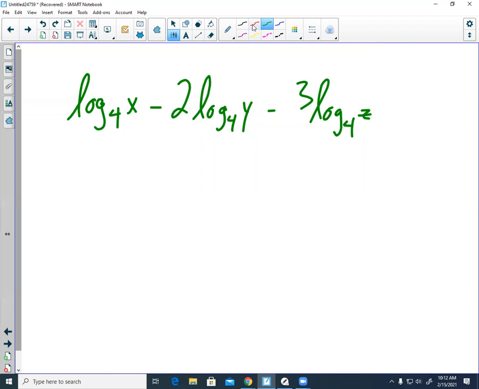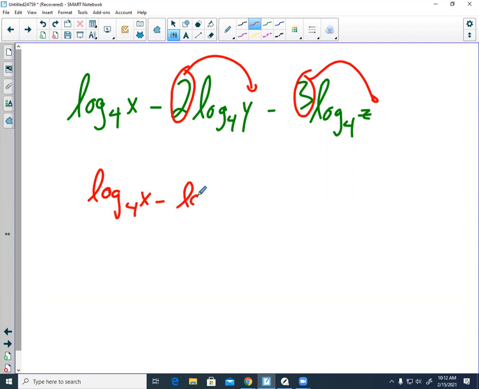All right. So before we do that though, I'm going to use the power property just to make sure that I don't make any mistakes with that. So this will turn into log base 4 of x minus log base 4 of y squared minus log base 4 of z to the third. All right, so I have something that looks like this. That should be a step that everybody gets, no question, no problem. The hard part is going to be with the subtraction. The subtraction is going to be the issue.